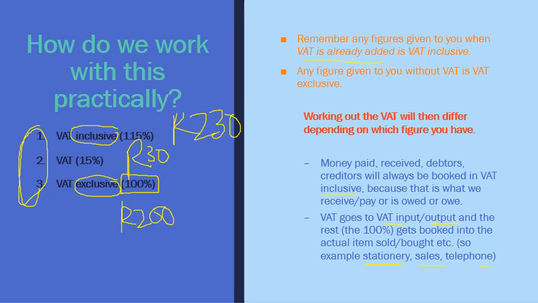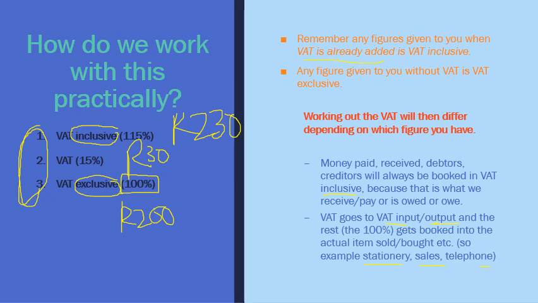So if I claim 30 Rand back from the 230 Rand invoice, what is the rest? What is still on the invoice that's unclassified? 200 Rand. So the actual value of the stationery is 200. I spent 230 at Walton's. 30 is VAT. 200 is stationery. That's what I meant with those two bullet points in blue.